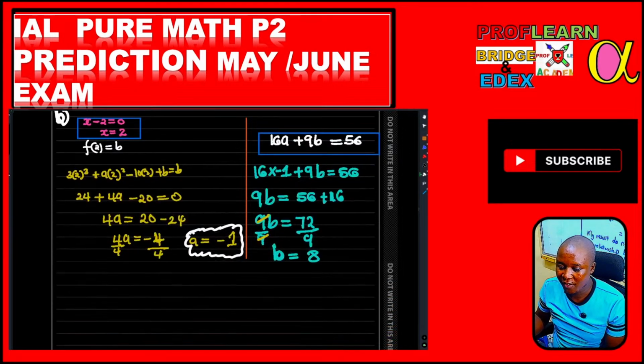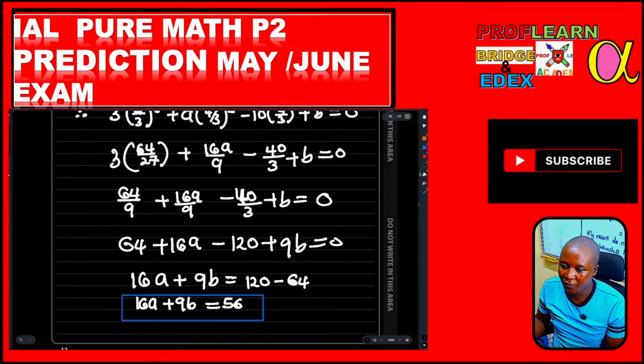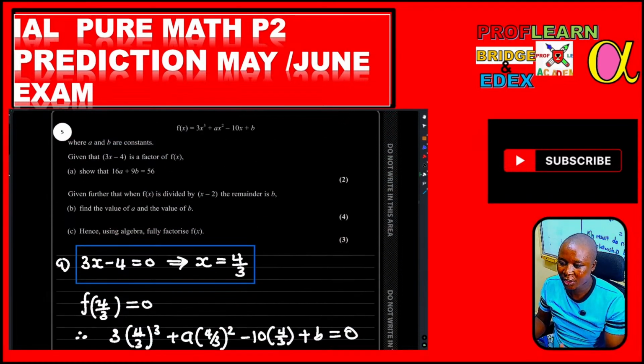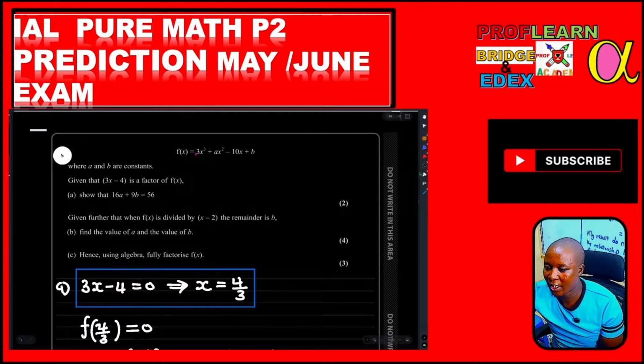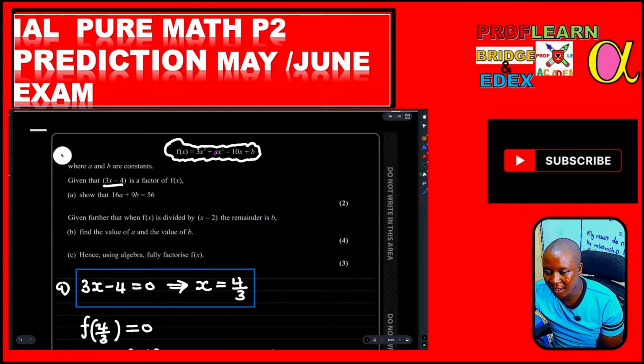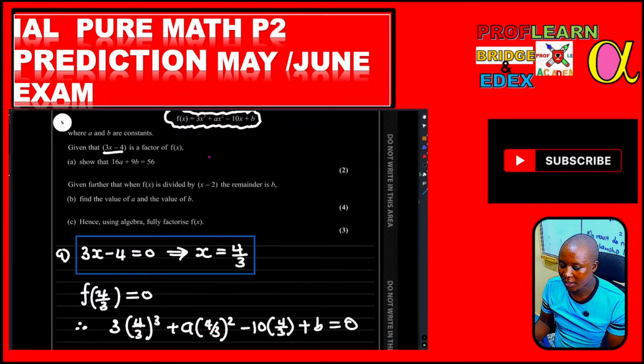The question that usually follows here tells you to use algebra to fully factorize f of x. Already we have the value of a and the value of b for this particular function. We can substitute them. But since we were told that this was a factor, we can use long division to get the quadratic form of the equation, which we can factorize again and then get our final answer.